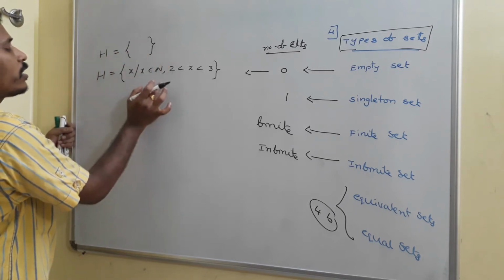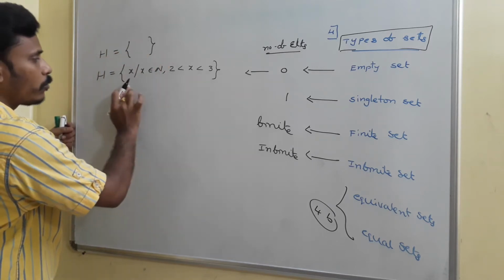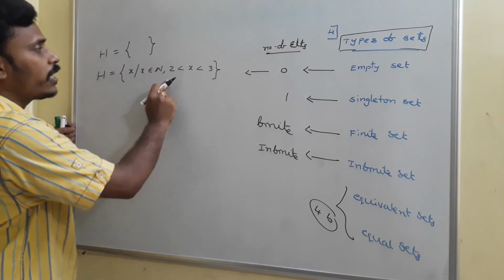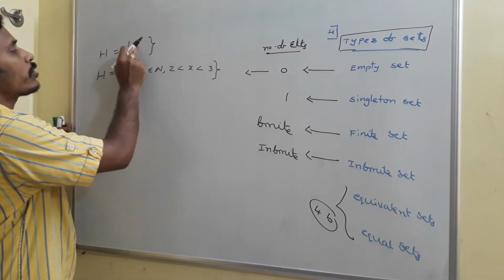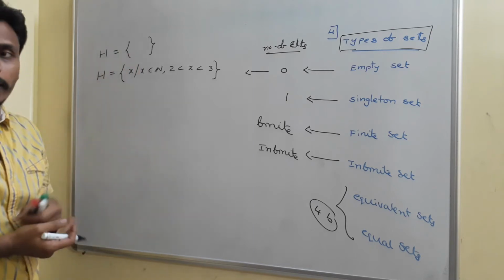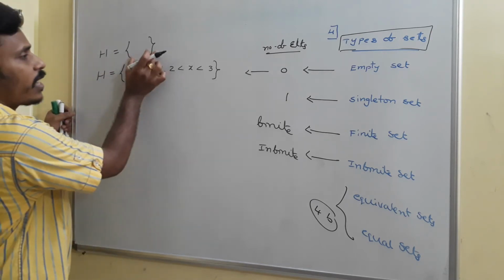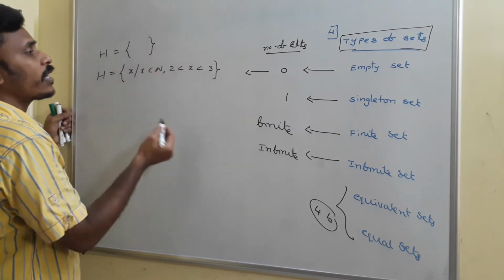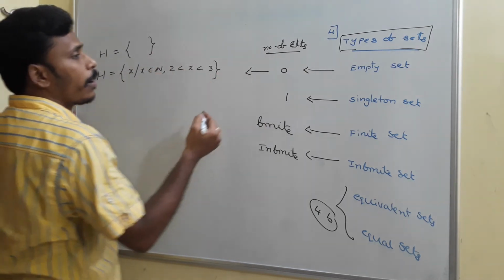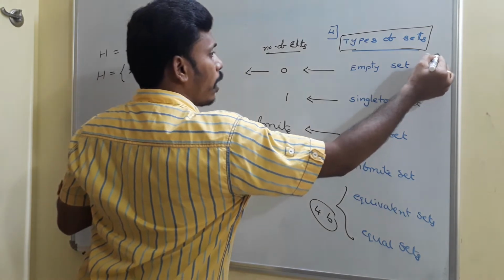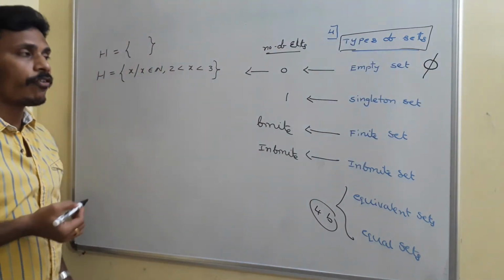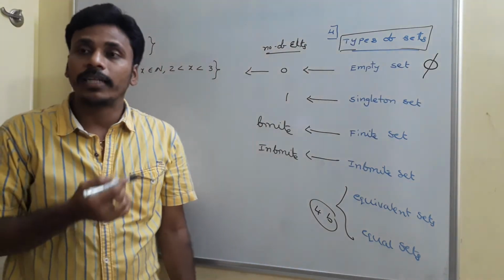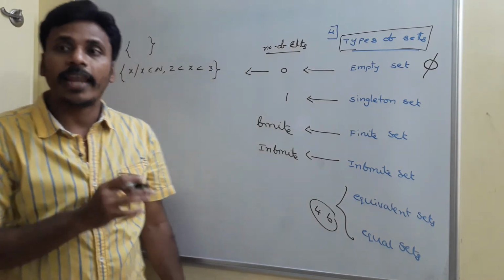If you write the list form for this set, this is the set rule form. If you write the list form for this set, and for sure since there are no elements, you need to write like that. This is just a usual representation for the empty set, and this empty set is also represented by this particular symbol phi. Phi we usually say, and that is used to represent an empty set.